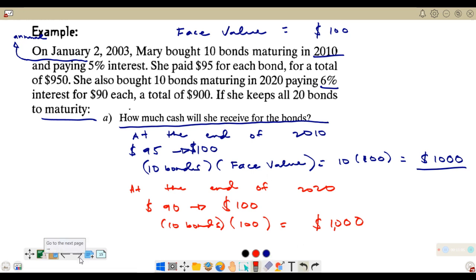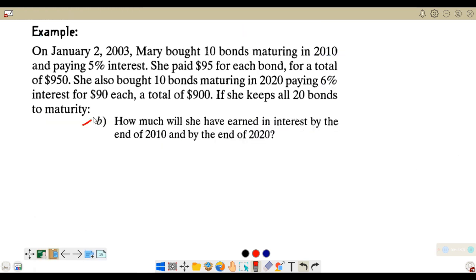Okay? Okay. So this time, let's go to B. Ito medyo complicated siya, but we are going to tackle this part by part. Okay, how much will she have earned in interest by the end of 2010? So, by the end of 2010, ilang taon siya magigain ng 5% na interest? So, bibilang tayo. So, from 2003, 2004, 2005, 2006, 2007, 2008, 2009, 2010. So, yan yung lalakarin nung bond niya.